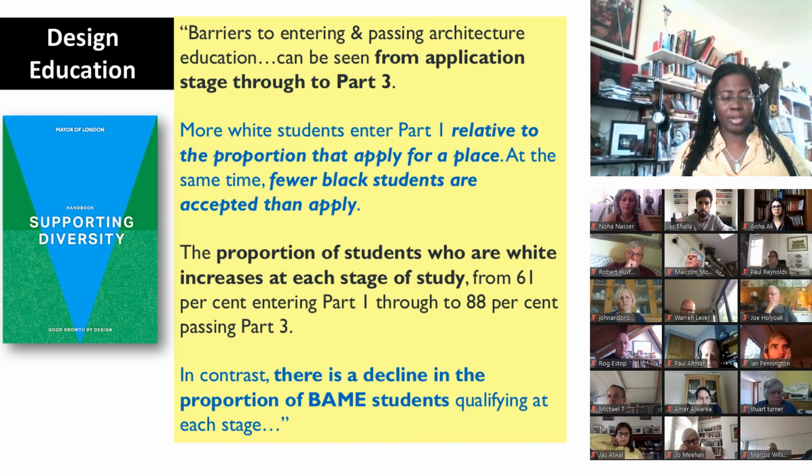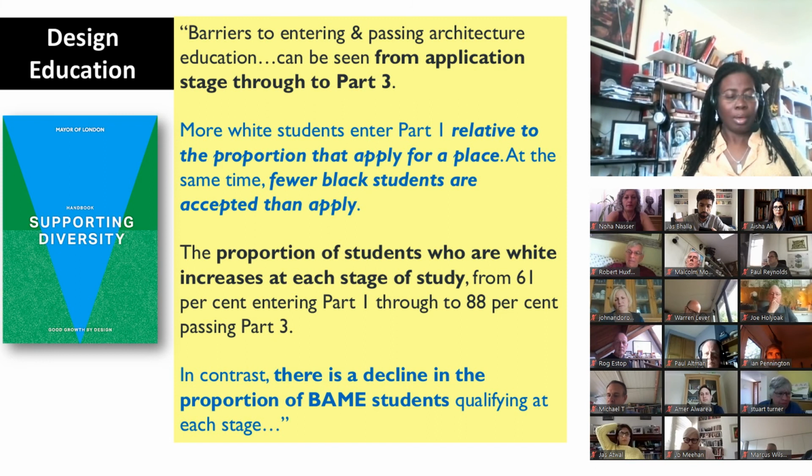This is an extract from the Mayor of London's Supporting Diversity Handbook. It's focused primarily on architecture, which is one of the educational fields that tends to be a major feeder into postgraduate urban design courses. And it's highlighting that the barriers to entering the profession can be seen at every stage of education, from application to courses all the way to part three. It's also highlighting the proportion of white students applying for a place relative to those accepted for a place, compared to a similar proportion of Black students being accepted. And again, it's highlighting this point in terms of stages.